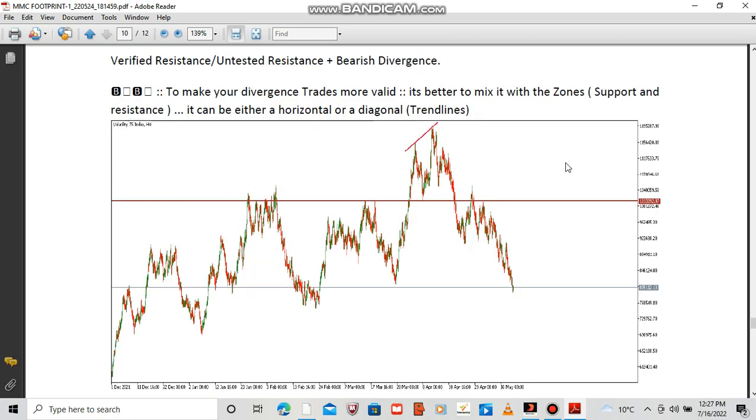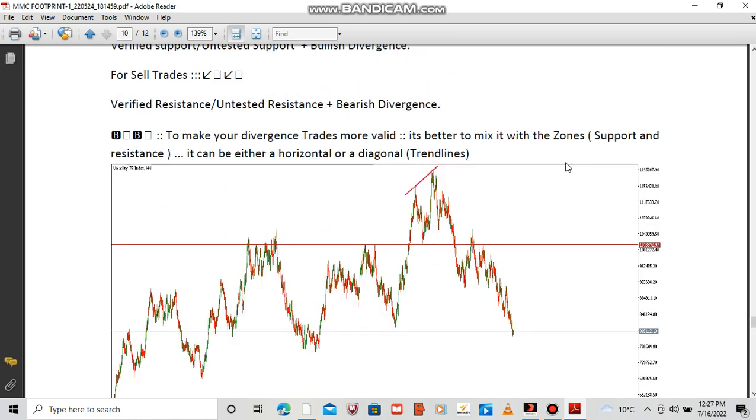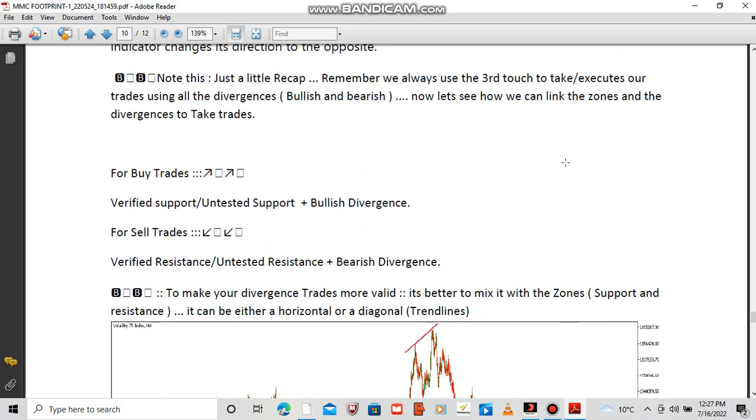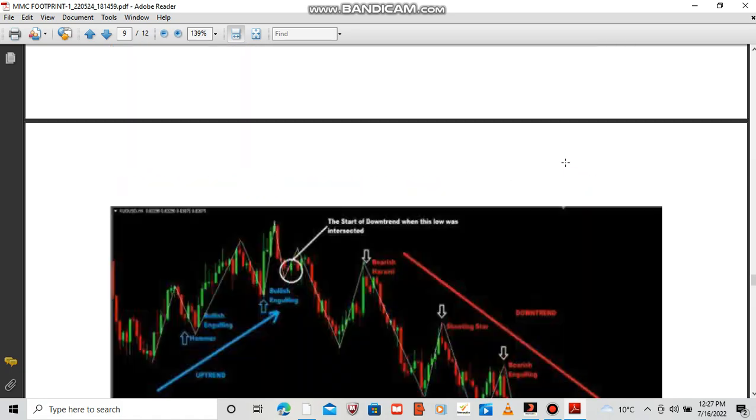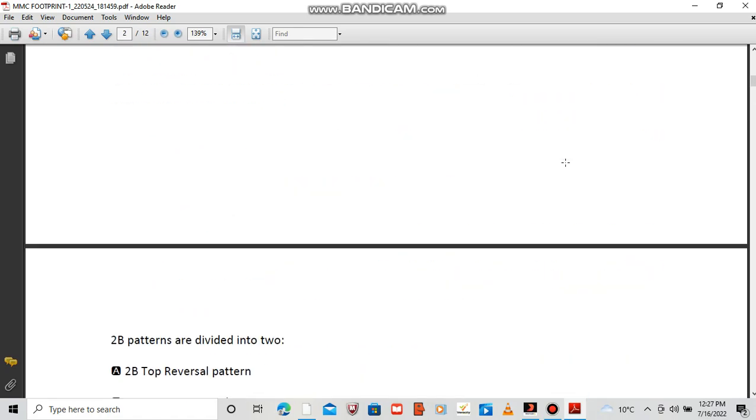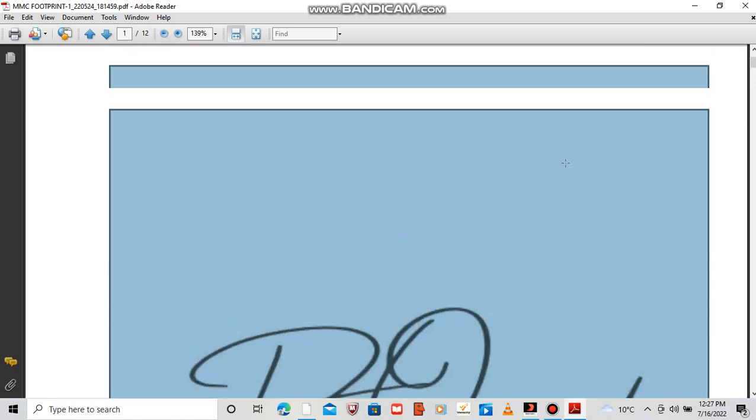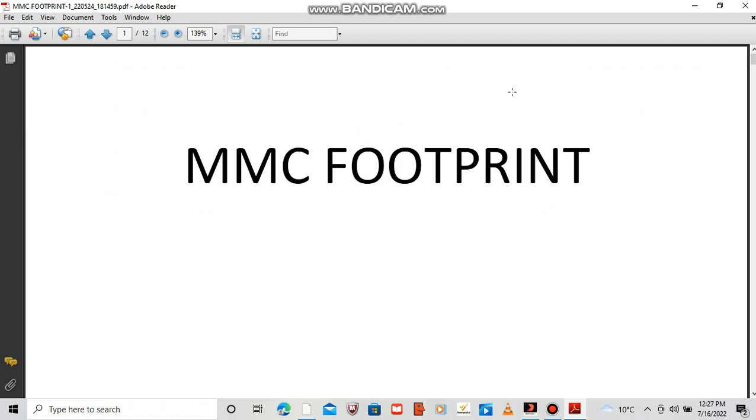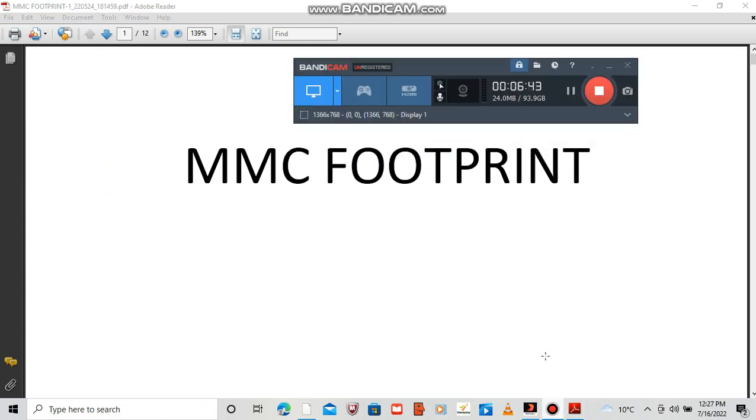You can read this, but we don't use regular divergence on the footprint. Here he was just talking about divergence, not regular divergence, right? So you can go through the book that will be posted in this channel. After you have gone through the book, you'll be ready for the videos that will follow.